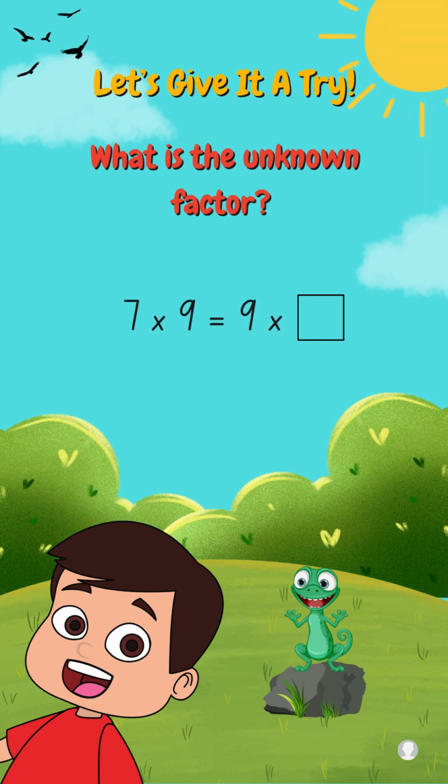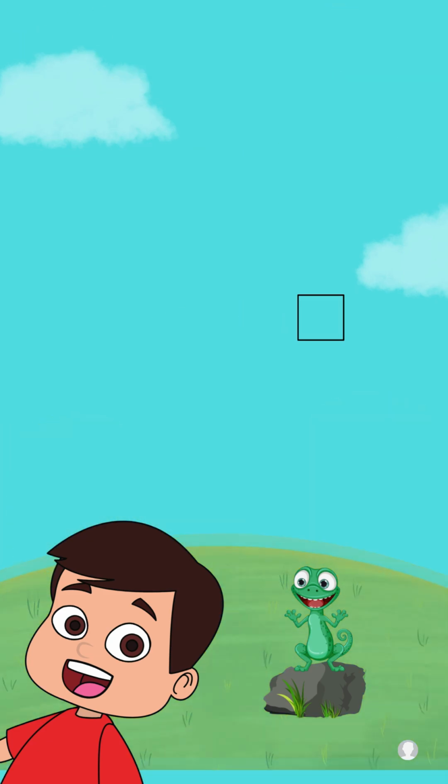Let's talk about something called an unknown factor and how we can use the commutative property of multiplication to find it. Take a look at this problem. 7 times 9 equals 9 times something. We have a missing factor, 9 times something. How can we figure out what the missing factor is?